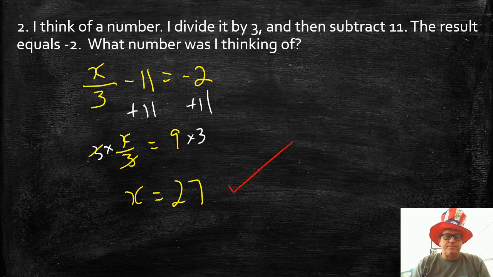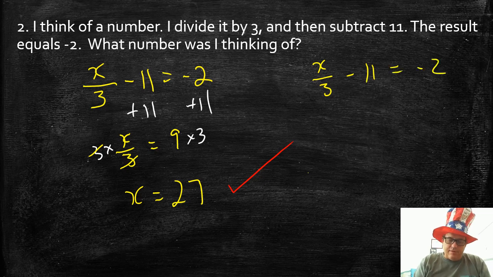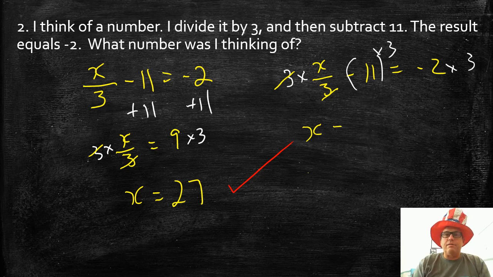Our answer works. Now, just for fun, what if instead of adding 11 first, we had multiplied by 3? We can do that, but remember, I have to multiply everything on the left side by 3. So I multiply x divided by 3 by 3. I have to multiply minus 11 times 3, and I have to multiply the other side by 3. So if I do this, 3 divided by 3 is 1x, minus 11 times 3 is 33, and negative 2 times 3 is minus 6. And then we would add 33 to both sides.